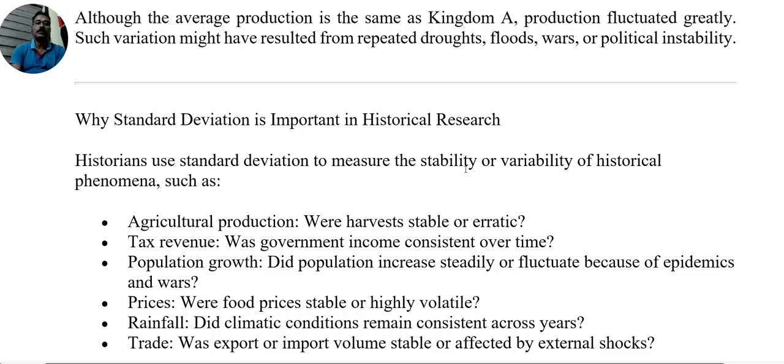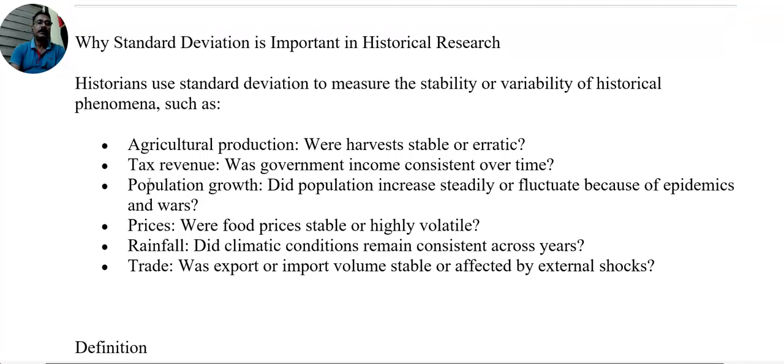Historians use standard deviation to measure the stability or variability of historical phenomena, such as agricultural production: was the harvest stable or erratic? Tax revenue: was government income consistent over time? Population growth: did population increase steadily or fluctuate because of epidemics and wars? Prices: were food prices stable or highly volatile? Rainfall: did climatic conditions remain consistent across years? Trade: was export or import volume stable or affected by external shocks? So these are the many research questions.